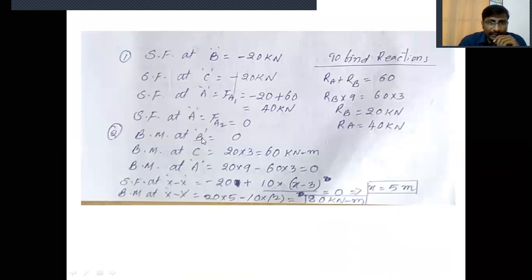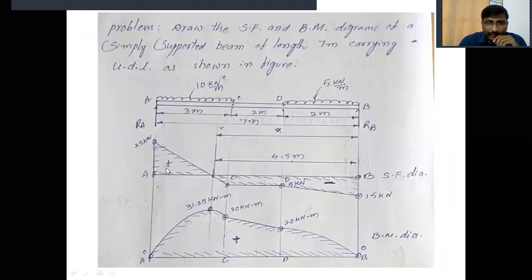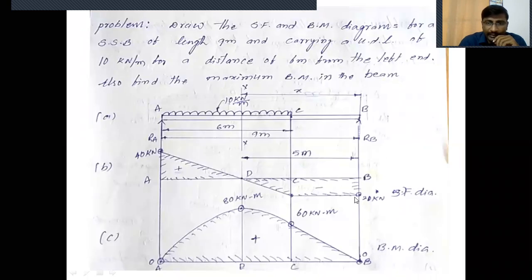So next, bending moment at B. How to write the bending moment values? Bending moment at B means here, what is the bending moment? 0, because there is no beam on the right side of B. And also the bending moment at point A is also 0, because bending moments at supports are 0. So A, B bending moments are 0.